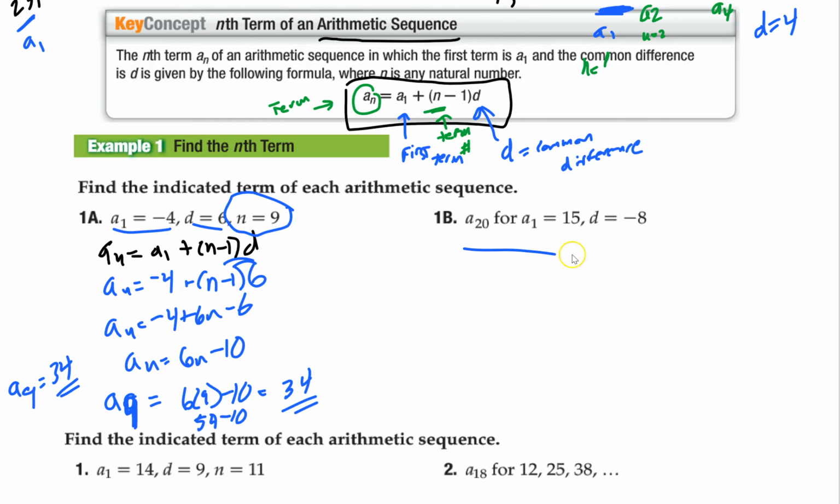Let's do it again right here. Again, we have our formula.